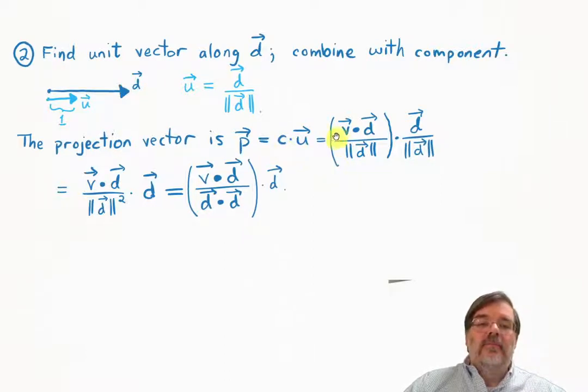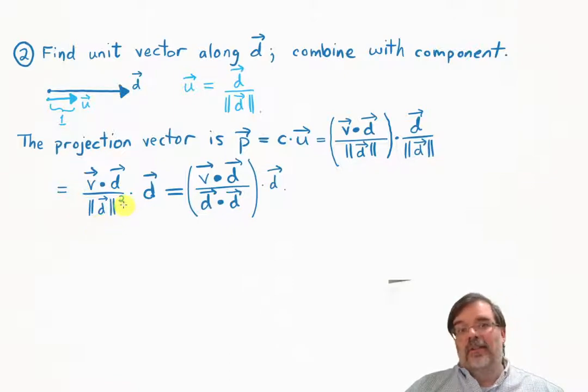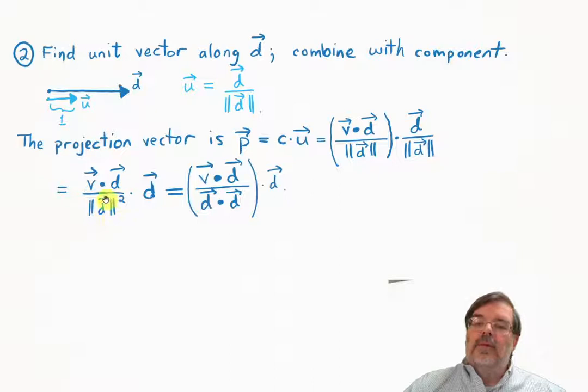So the component is v dot d divided by the length of d, times the unit vector, that's vector d divided by length of d. If we expand these out, in the denominators we actually have the length of d squared. But as we learned previously when we talked about the dot product, the length of a vector squared is the same thing as that vector dotted with itself. And so we can skip the square roots entirely, since this squaring is going to cancel it out. And we can replace length of d squared with d dot d.